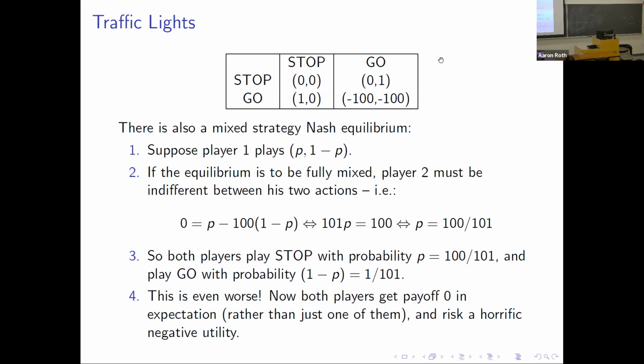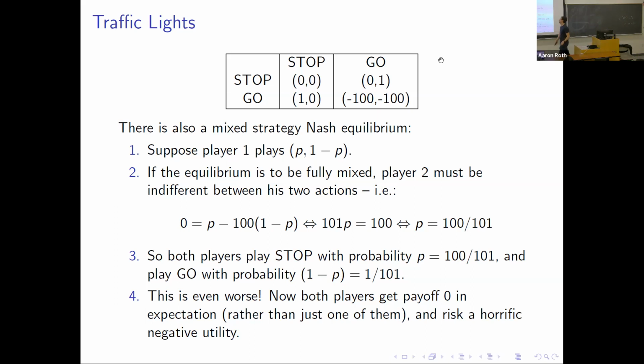And by basically any measure except maybe fairness, because it's now symmetric, this is even worse than the pure strategy Nash equilibrium. Right? In the pure strategy Nash equilibrium, one person was getting payoff 1, the other person was getting payoff 0. So at least someone was getting positive payoff. The social welfare was 1.